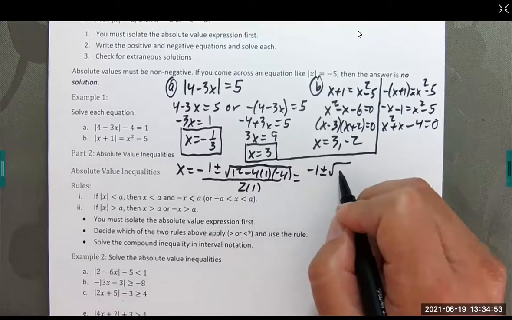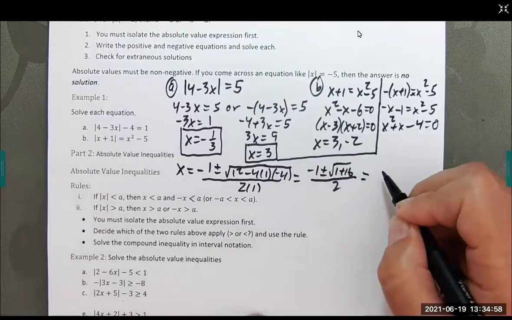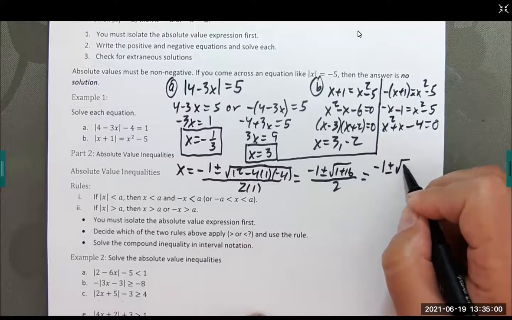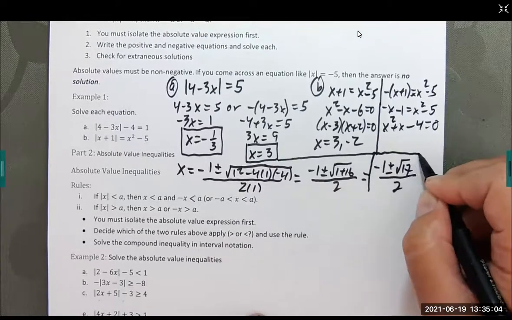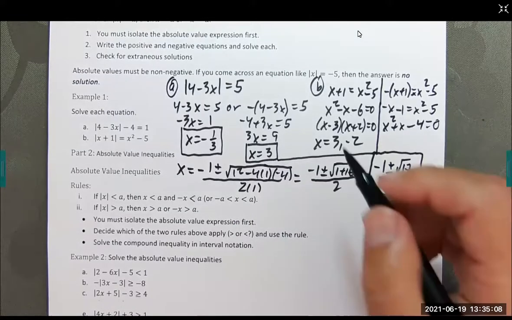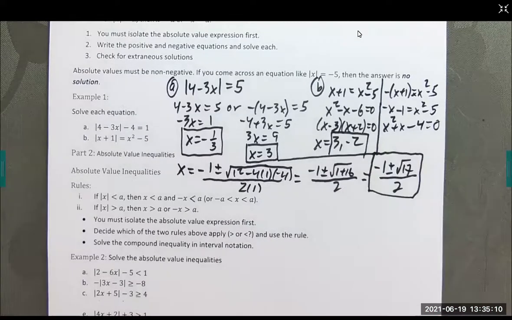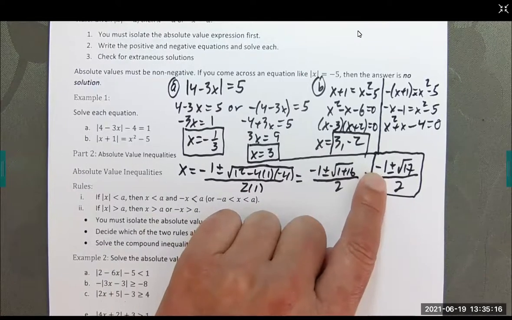So that's 1 plus 16 over 2. That's -1 plus or minus root 17 over 2. So we have two irrational solutions. So we have actually 4 answers in this case: 3, -2, -1 plus root 17 over 2, -1 minus root 17 over 2.